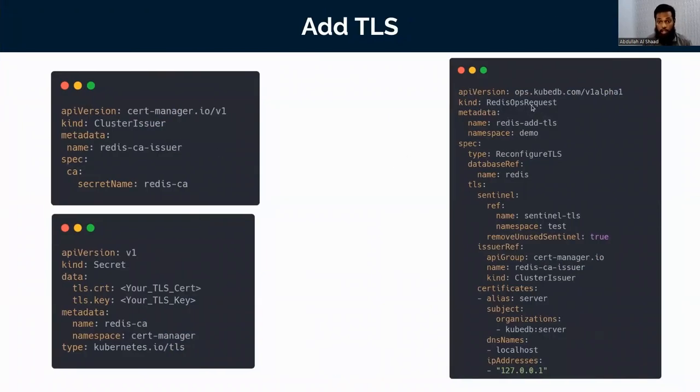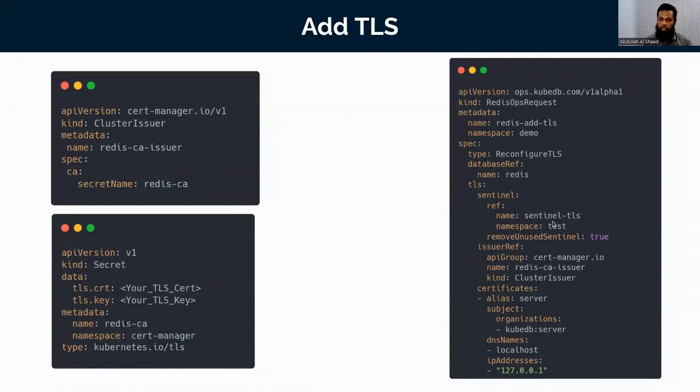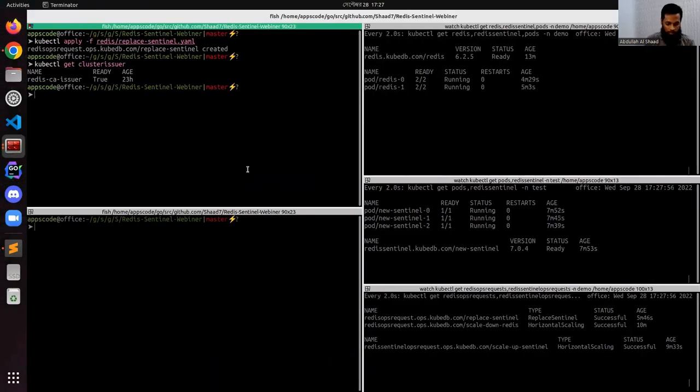So here you can see we are adding Redis TLS in the Redis object. The database reference is Redis. And in the TLS section, we have to refer to the new Sentinel. The new Sentinel is Sentinel TLS and the namespace is test. You can see in the test namespace, there is no Sentinel named Sentinel TLS. When you specify a Sentinel name and namespace but there is no Sentinel in the namespace, the KubeDB operator will create a Sentinel in that namespace using the same issuer ref as this one and these certificates. Here the issuer reference kind is ClusterIssuer and the name is Redis CA issuer. So let's apply the YAML.